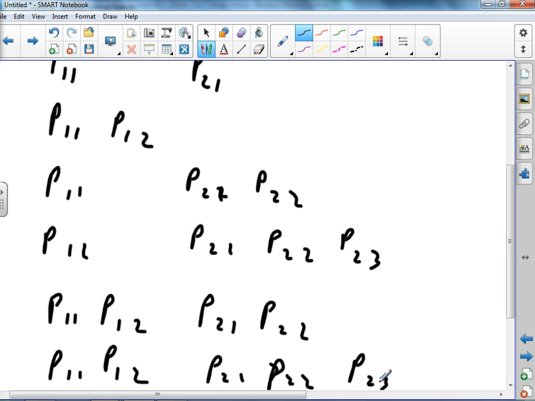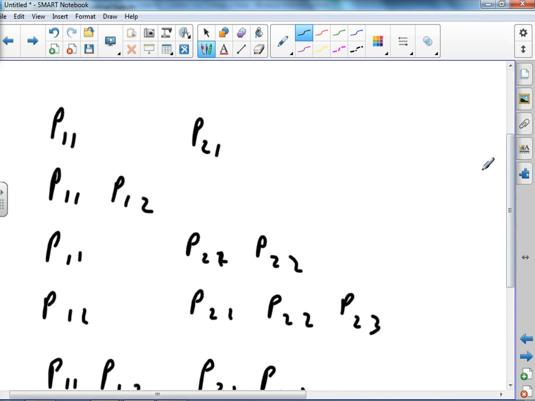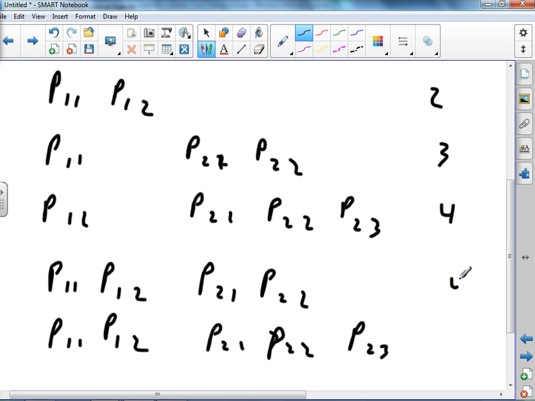All right. If the random variable of interest is the total number of steps, all right, so our interest is that we have 2 steps, 3, 4, 4, 5. So that's our random variable.